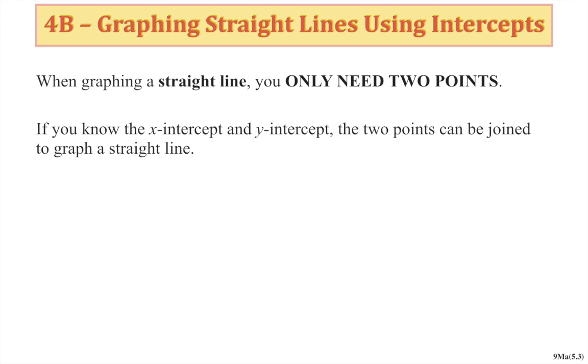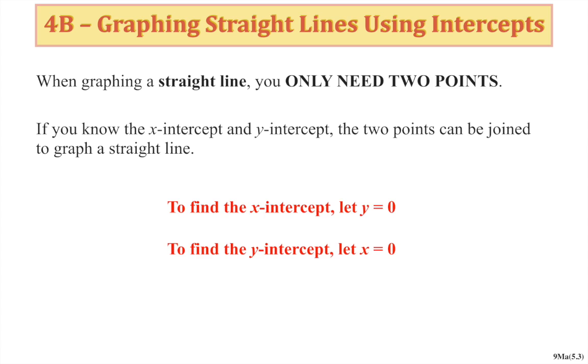Now, if we knew where the line crossed the x-axis, and we knew where the line crossed the y-axis, we could just mark those points, join them, and we would have our line. Here's the trick. You need to memorize this. To find where the line crosses the x-axis, y is 0. To find where the line crosses the y-axis, x is 0. So to find where it crosses x, let the other letter be 0. To find where it crosses the y-axis, let the other letter be 0.